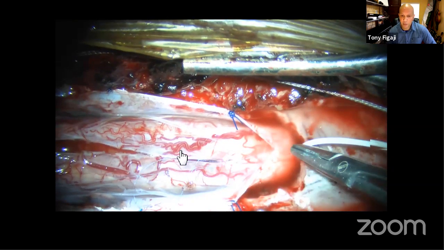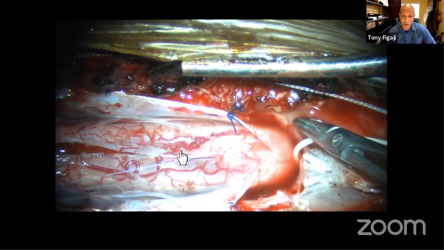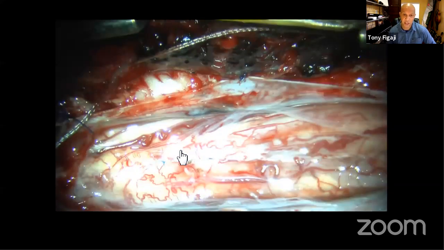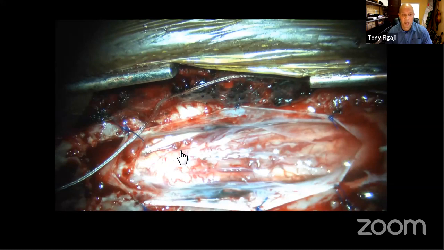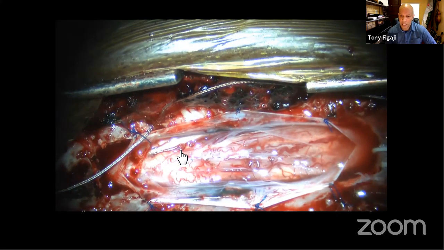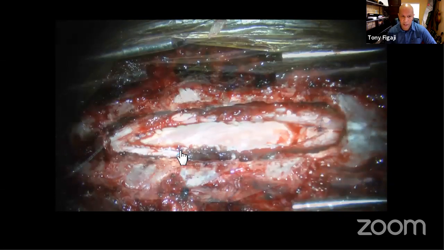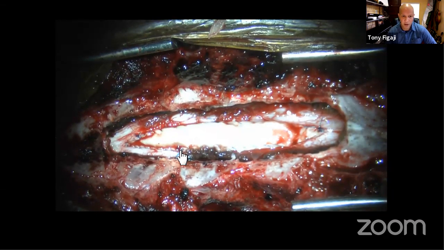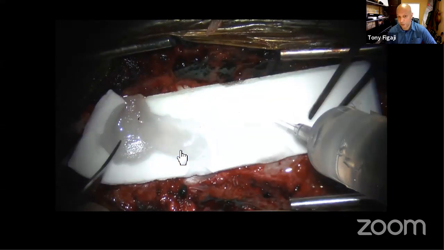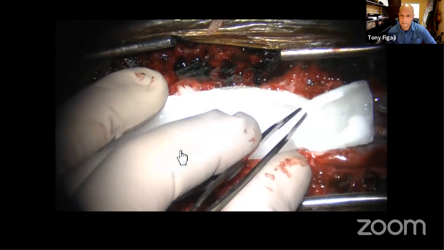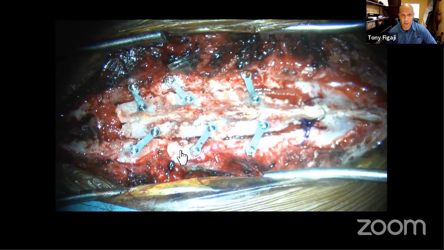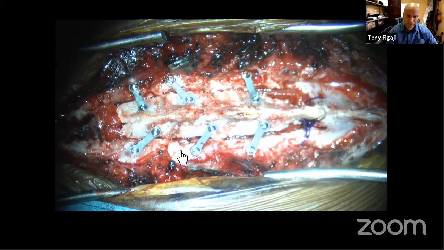And then not everybody does this, but I like to close the cavity. I use an 8-0 Prolene. And then I also like to put on a dural patch, which I use 5-0 Prolene. I put in some Gelfoam. This is Bicol. And then in older kids, I'll put a plating system on.